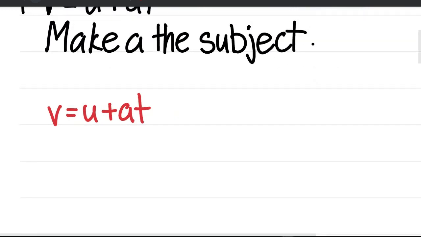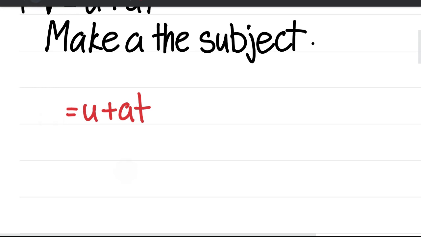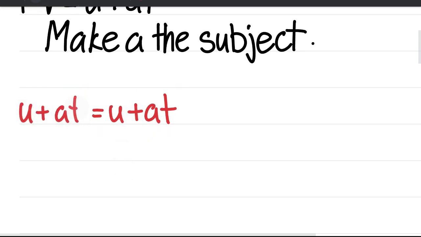Secondly, we want to move this AT to the left. And how do we do that? First of all, we can swap these two places. So instead of V, this will be U plus AT, and this would be V.